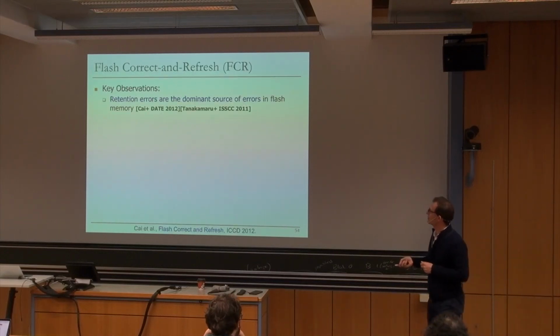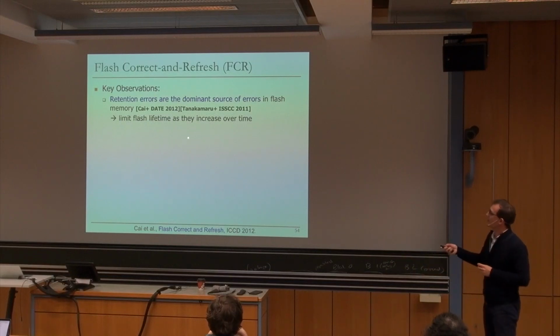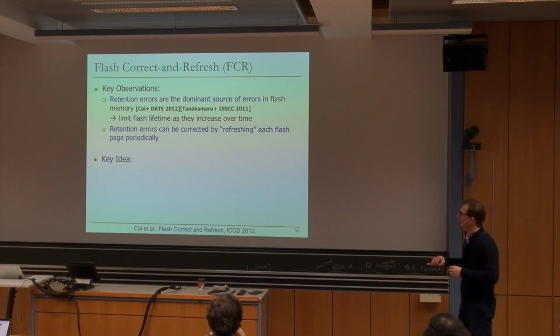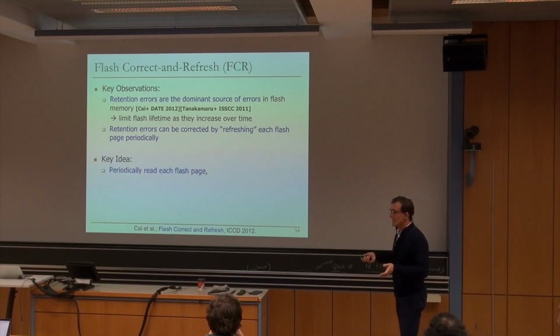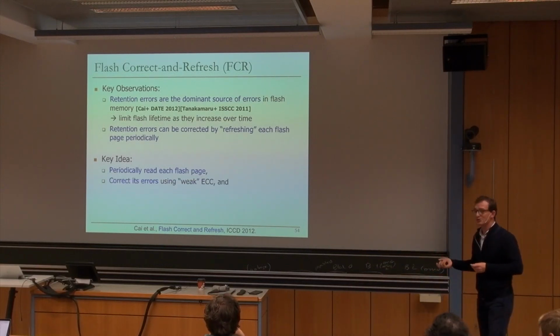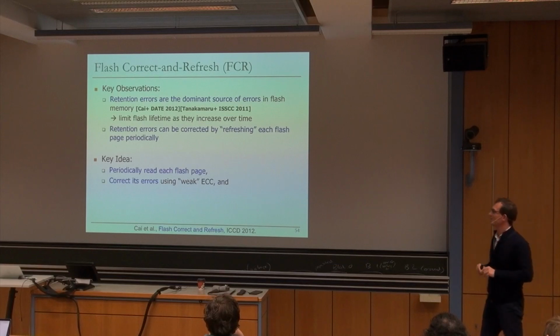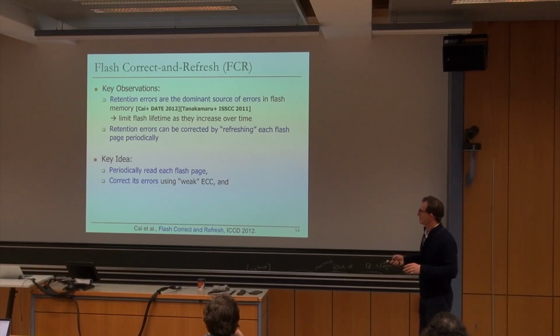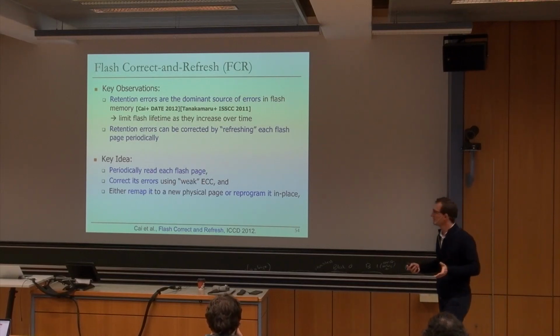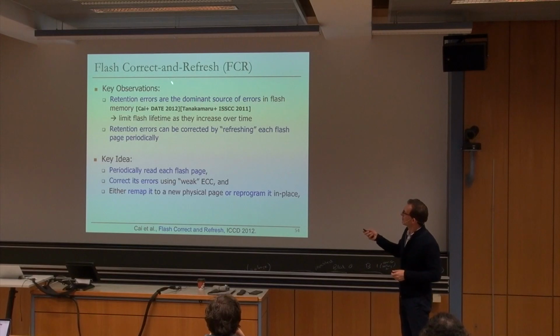We've already observed this. We want to limit the retention errors that limit flash lifetime as they increase over time, and retention errors can be corrected by refreshing each flash page periodically, obviously. So the key idea over here is to periodically refresh each flash page, correct its errors using weak error correcting codes, and either remap it to a new physical page or reprogram it in place. That's the idea.